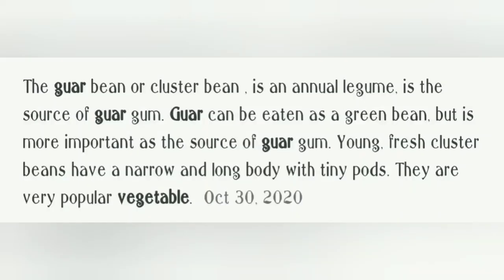So guar bean or cluster bean is an annual legume, and is the source of guar gum. So note this before we actually go into the question and look into the options. So it's guar gum. Guar can be eaten as a green bean but is more important as the source of guar gum. And young fresh cluster beans have a narrow and long body with tiny pods, and they are very popular vegetables. Everything is good and fine, but guar gum is the main highlight for our options, because then it becomes easy.